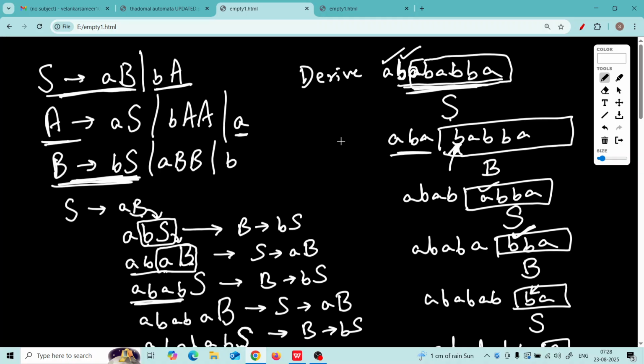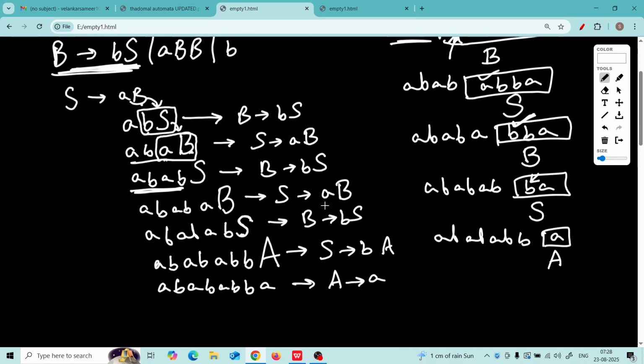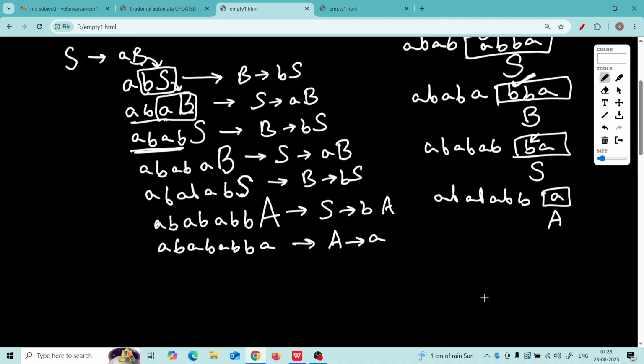Once you have written these productions, once you have derived this, the derivation is in front of you. How do you draw the parse tree? You show S as the root node. And what is S deriving in the first step? aB. Then show two children, small a and capital B. This represents the first step. Then in the second step, you substituted capital B with bS.